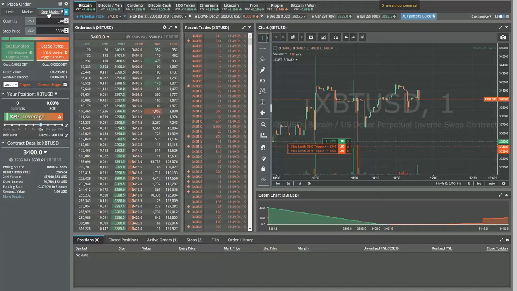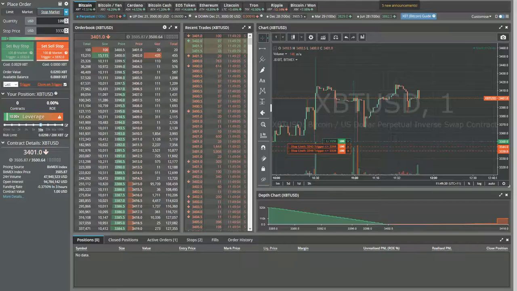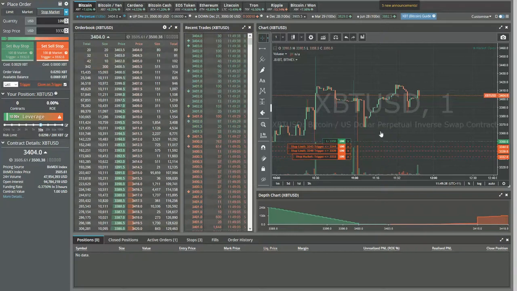Okay, so we've got stop market here. Now we might put ours at, say, 3332. So we give a little bit of room for the stop limits to actually get triggered. Click sell, place stop. There we go. So now we have two stop limits and one stop market. Essentially, if you've got a short position up here, you would have set buy stops behind that.